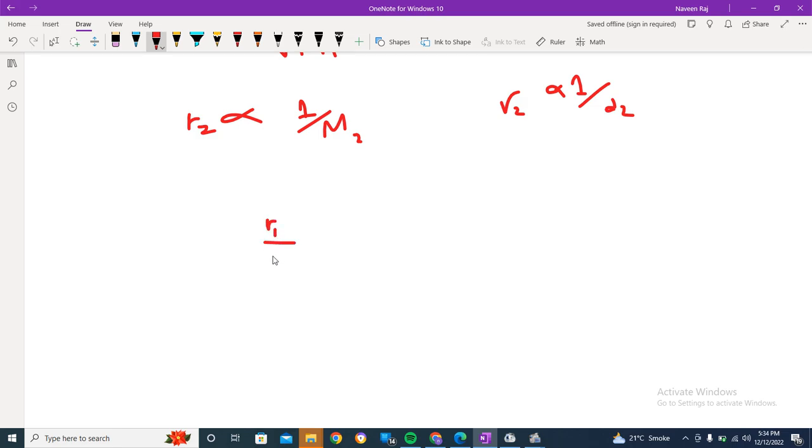That is, R1 upon R2 is equal to radical M2 upon radical M1. There is an inverse relation right here, so M2 goes up and M1 goes down over here. This is the case, and this is a very important formula. We'll be doing problems related to it in our upcoming videos shortly.